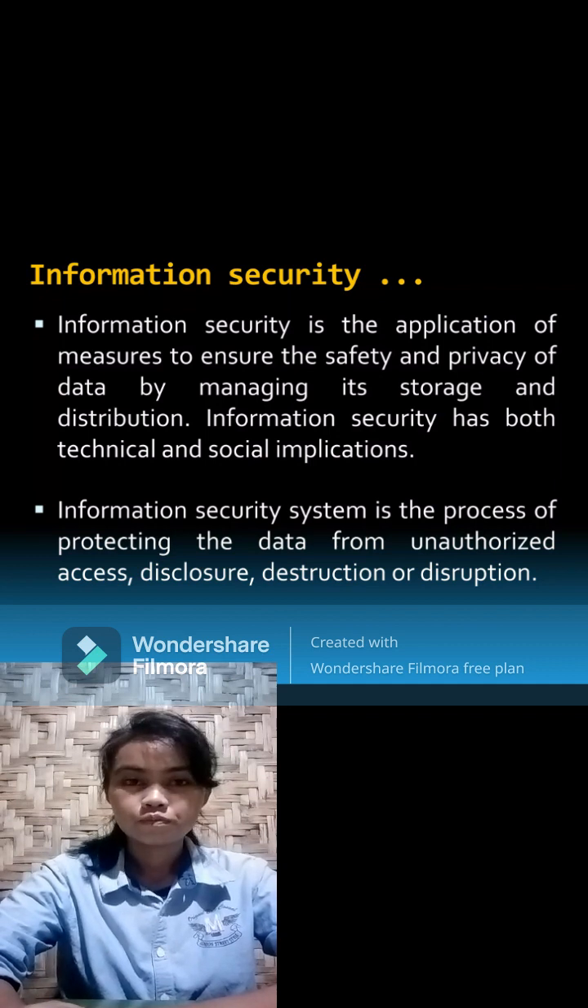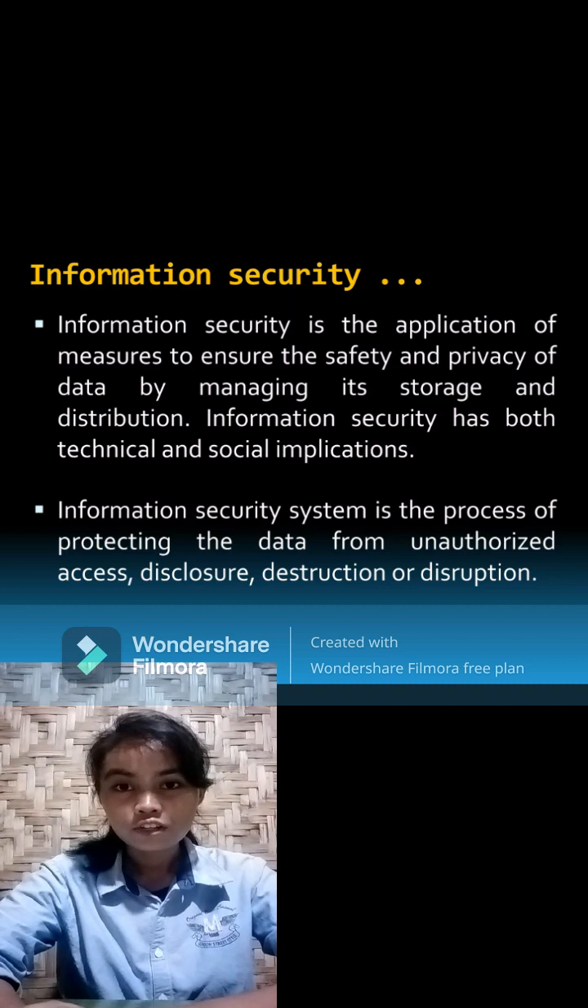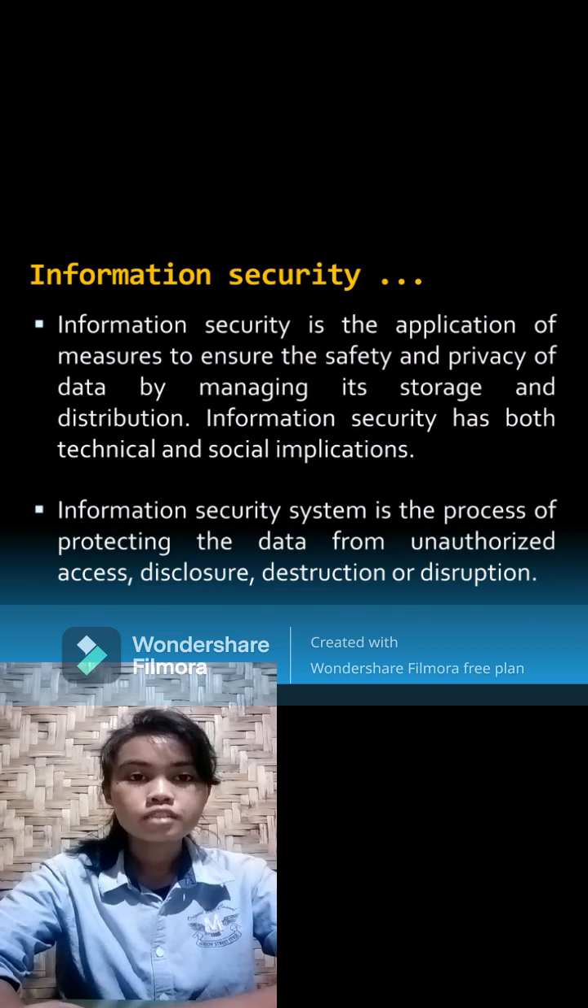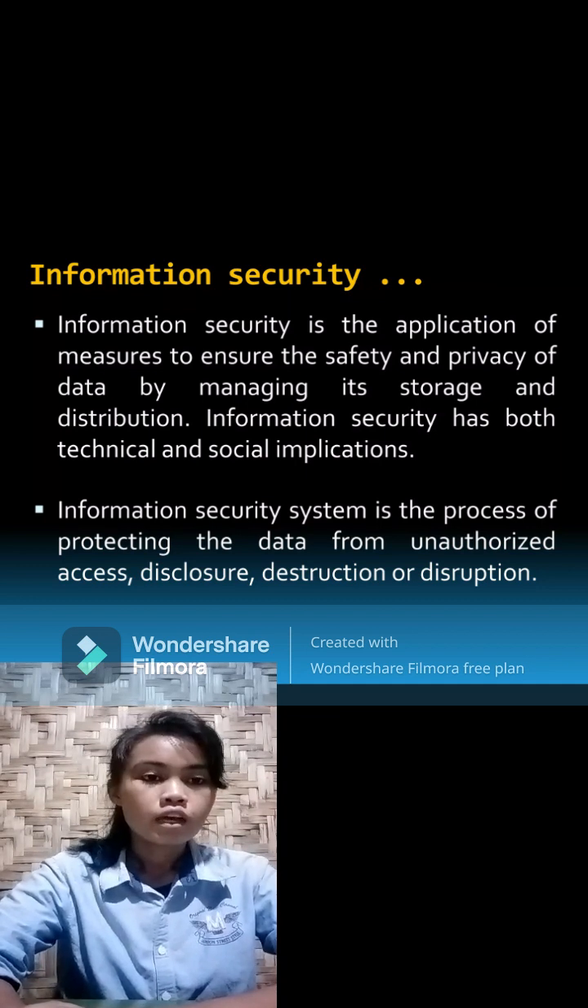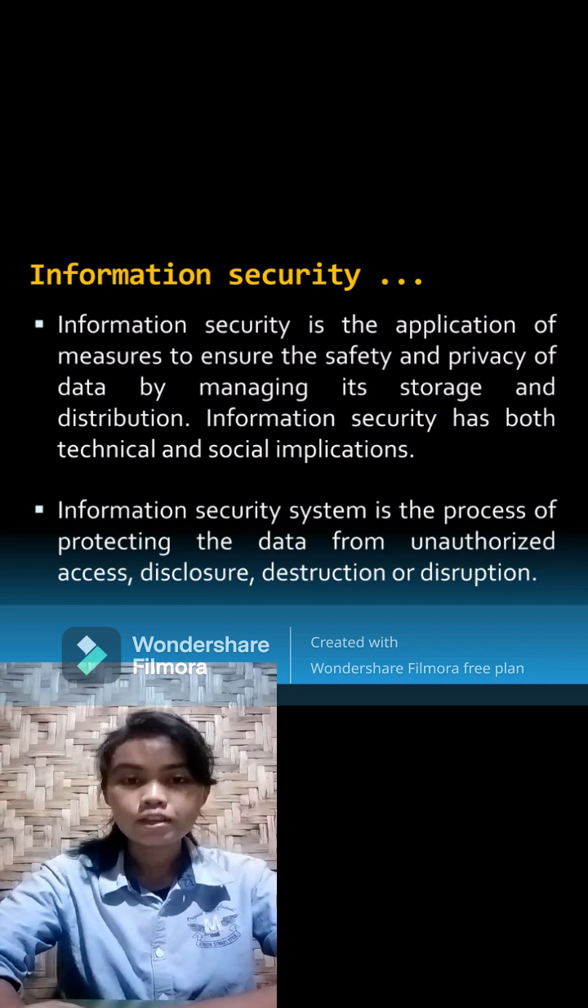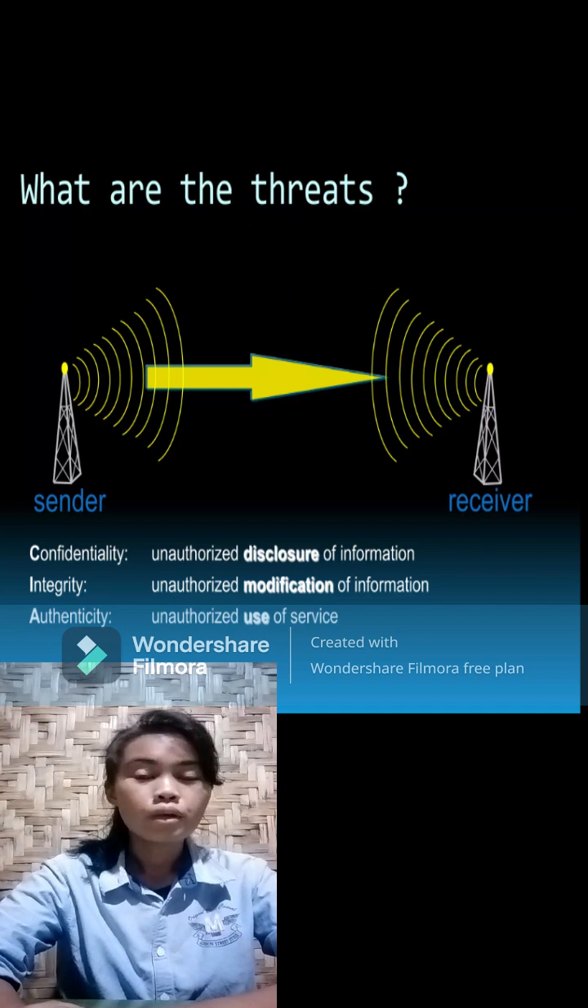Information security is an application of measures to ensure the security, safety, and privacy of data by managing its storage and distribution. Information security has both technical and social implications. An information security system is a process of protecting the data from unauthorized access, disclosure, destruction, or disruption. What are the threats?